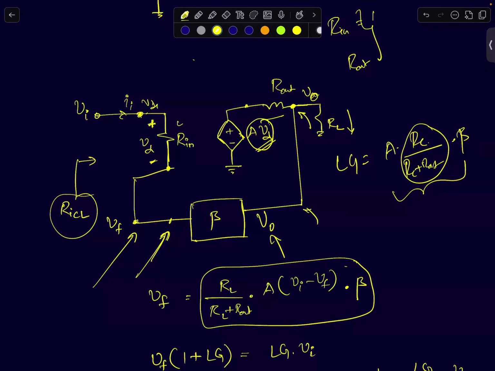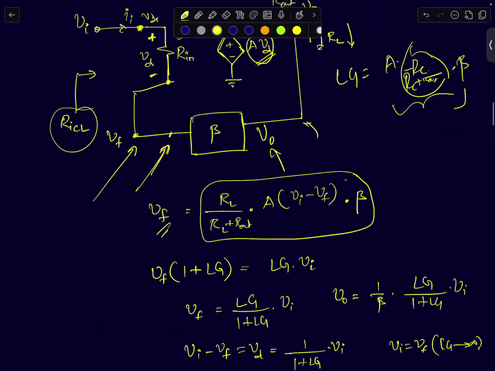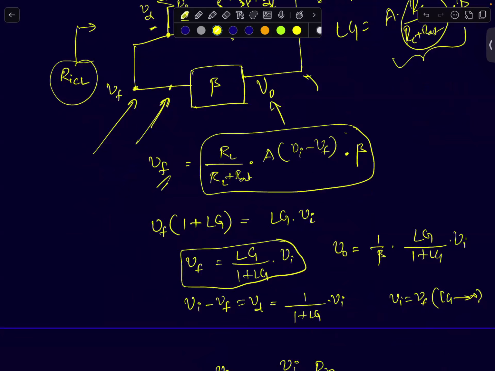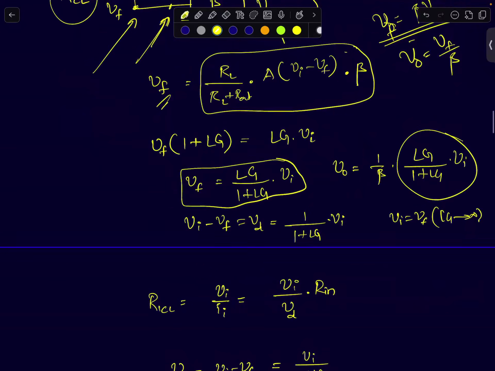I can express the feedback voltage in terms of the loop gain as follows. The feedback voltage can be written as loop gain by 1 plus loop gain times Vi. And the output voltage can be written as the V feedback divided by beta. Remember, Vf is simply beta times V naught. So your V naught is given by V feedback by beta. I'm getting this expression. Finally, I'll write the final results and then I'll show what happens with input impedance.